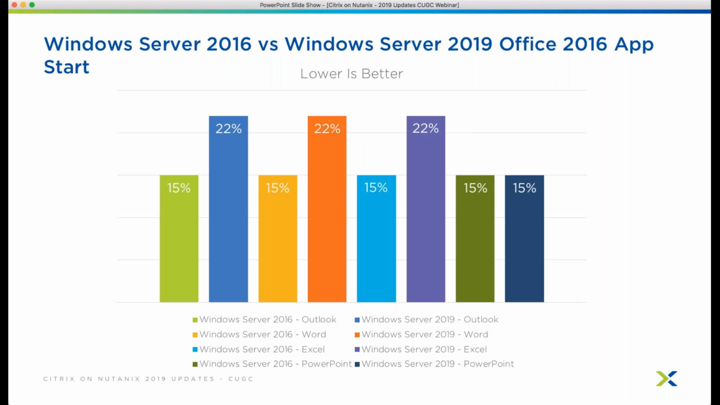Then we look at Office. So if we take Office 2016, and I know it's not supported on 2019, but if we just compare the same version of Office on 2016 versus 2019, you see, for the most part, about a 7% difference in performance, except PowerPoint stays about the same. So again, there's your impact of security patches, Office, and operating system versions as well.